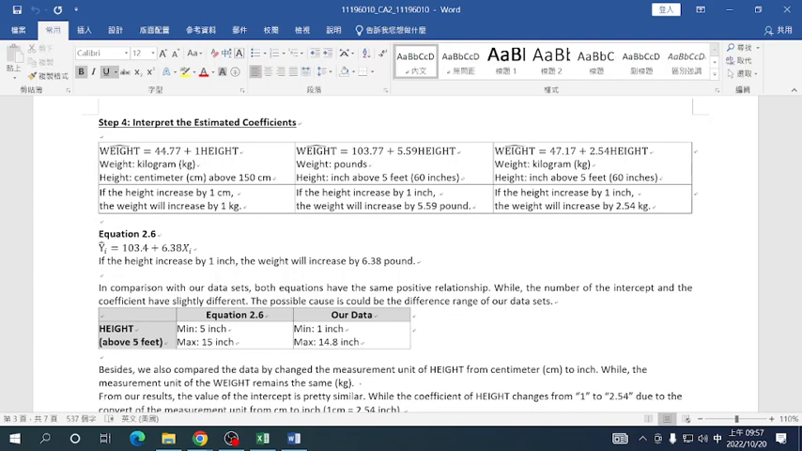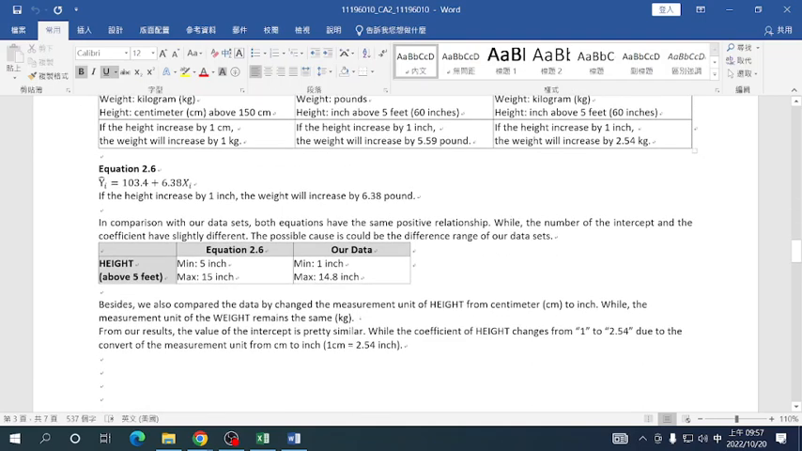Continue. Okay, this is for step 4, where we have to interpret the estimated coefficients. Same as Prof. Gao already explained to us, the height will increase by 1 centimeter, the weight will increase by 1 kilogram. And we have to compare with equation 2.6.